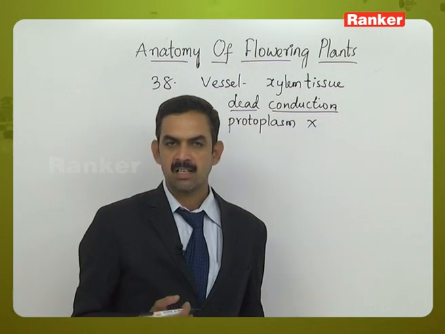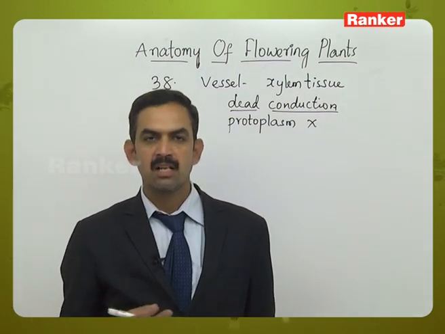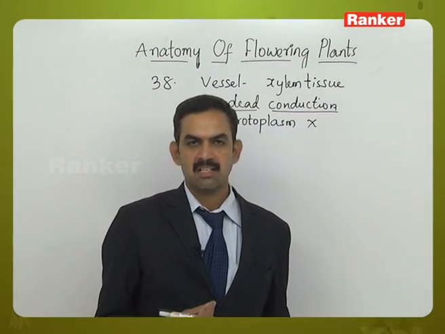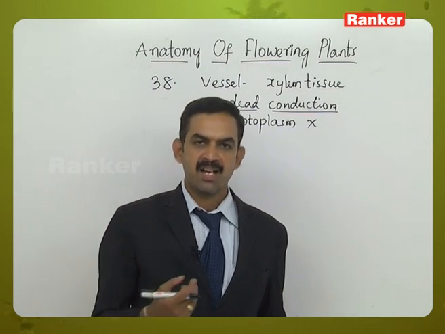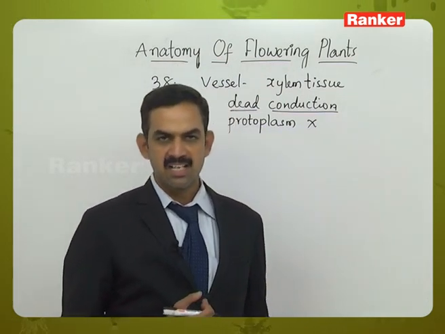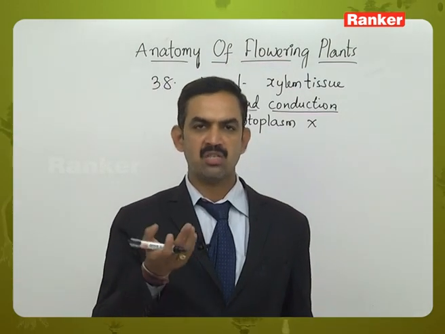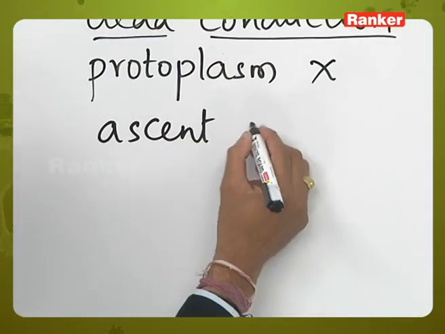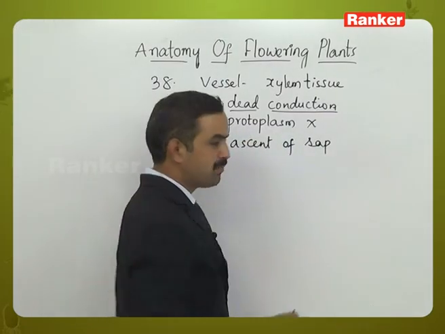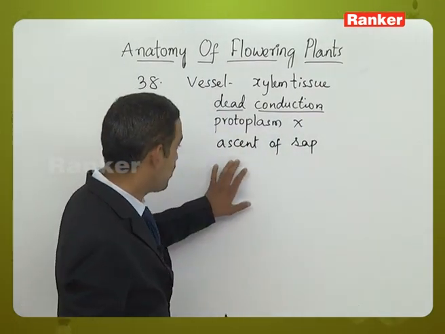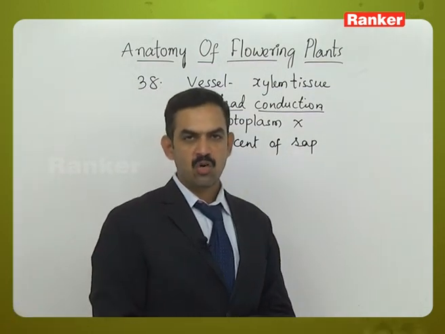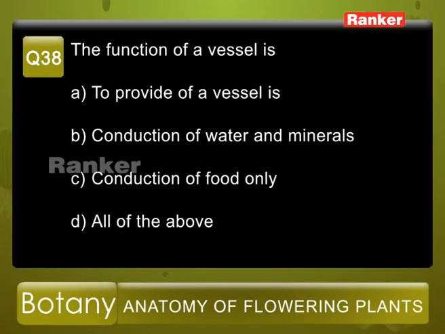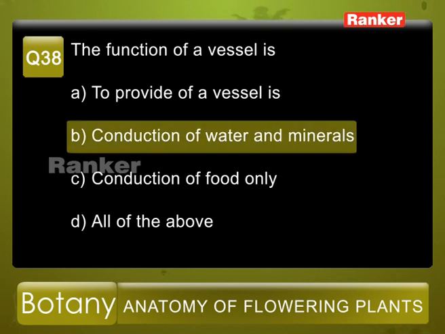When the root hairs absorb water from the soil, it is conducted through different parts of the root, that is epidermis, cortex, endodermis, and finally reaches the stele, that is the xylem part, and from there the upward conduction, or ascent of sap, takes place. Ascent means upward movement, and sap means water along with mineral nutrients. This upward movement of water and minerals is carried out by the main water conducting tissue, called vessels. So from the given options, option B is the correct answer.